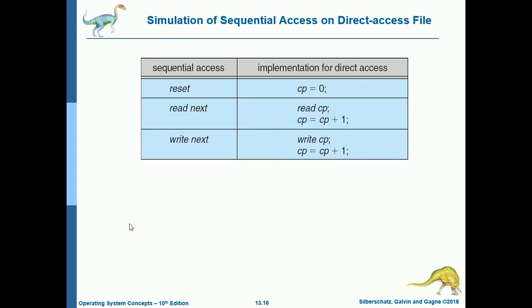Okay, simulation of sequential access on a direct access file. For sequential access, reset, the command for direct access is cp = 0 because you're going to reset. For read next, the corresponding direct access is read cp, and then cp = cp + 1. For the write next sequential access, its corresponding direct access is write cp and then update cp, so cp = cp + 1. You're going to add one to cp.